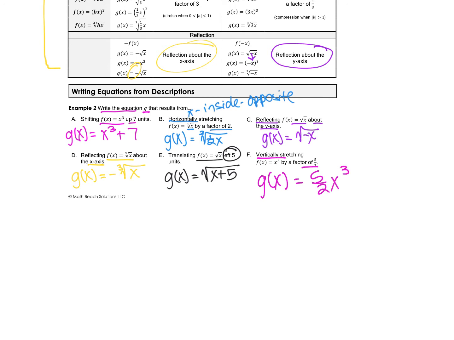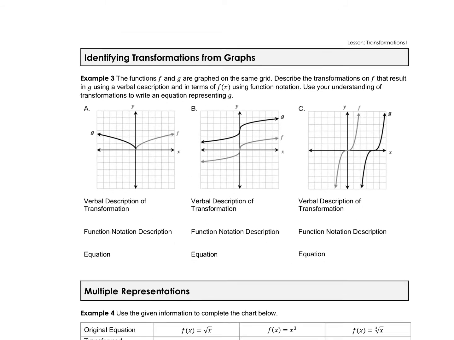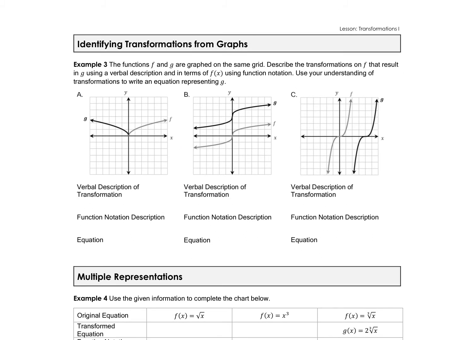Okay, let's take a look at the next page. So on the back, we're going to be given a graph F and a graph G on the same grid, and we're going to describe the transformations, and then we're going to put it in function notation description and also the equation. So your F is going to be the parent function, so you have to recognize what parent function it is. So if you look at function F here, this is square root. And notice that that F function has been reflected over the y-axis.